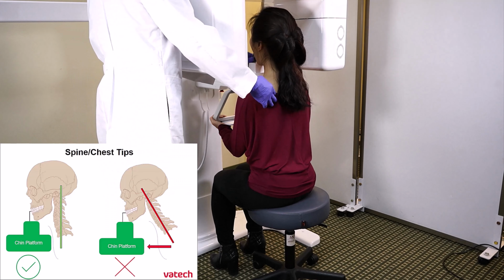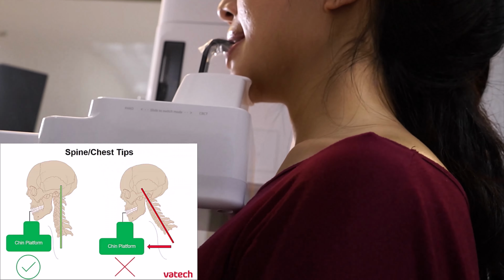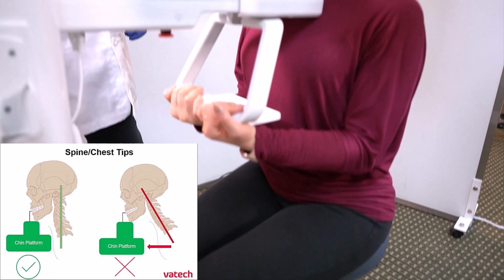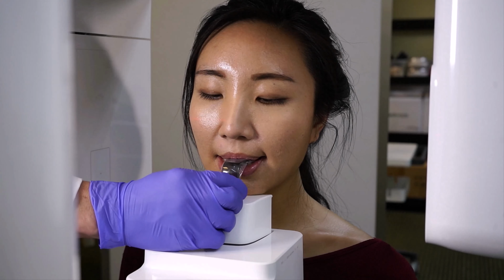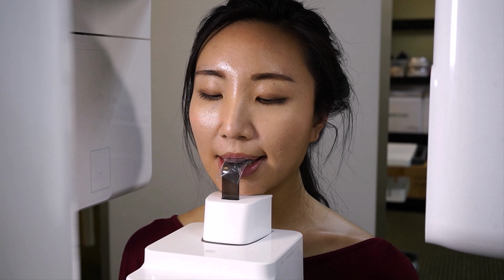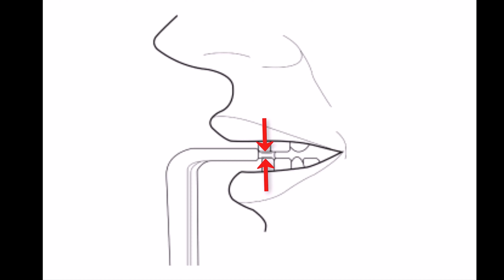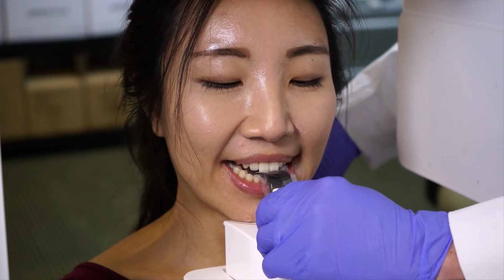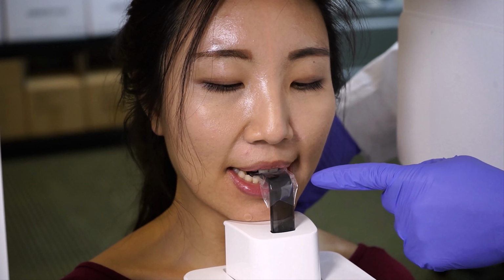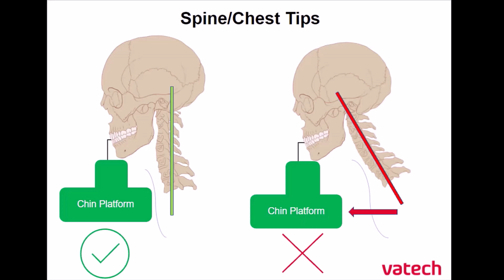Ideally, we want the patient's spine to be as upright as possible and the chest close to the device during image acquisition. With a clean vinyl bite stick cover, have the patient bite the bite stick firmly in place. Ensure the teeth are firmly in the grooves. As a tip, pull down on the bite stick to secure the patient. The goal is to have the spine as vertical as possible when biting on the bite stick to avoid spinal shadowing.